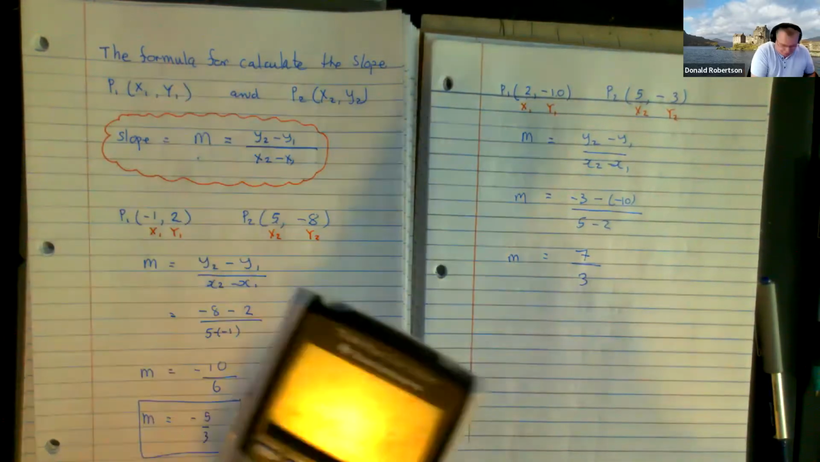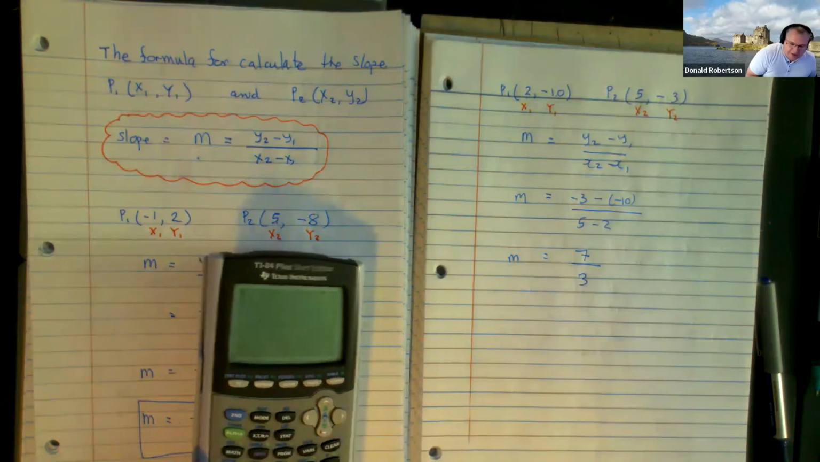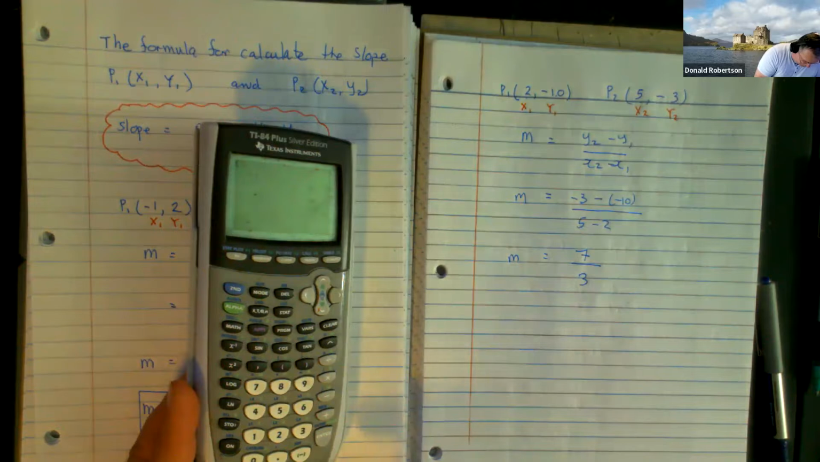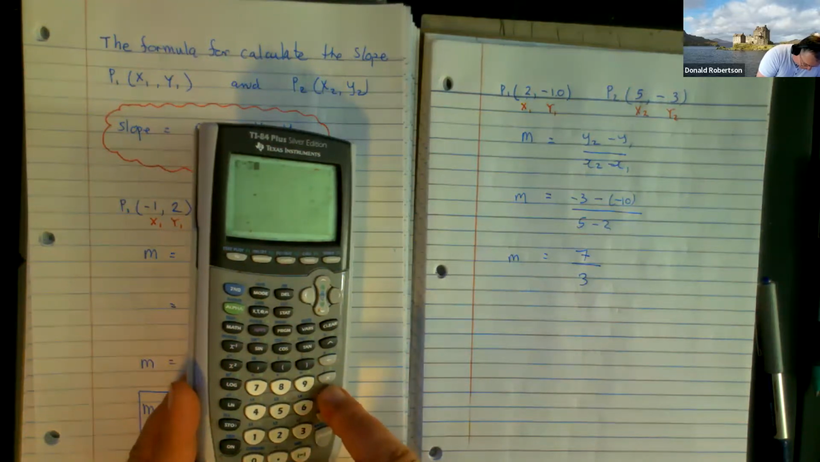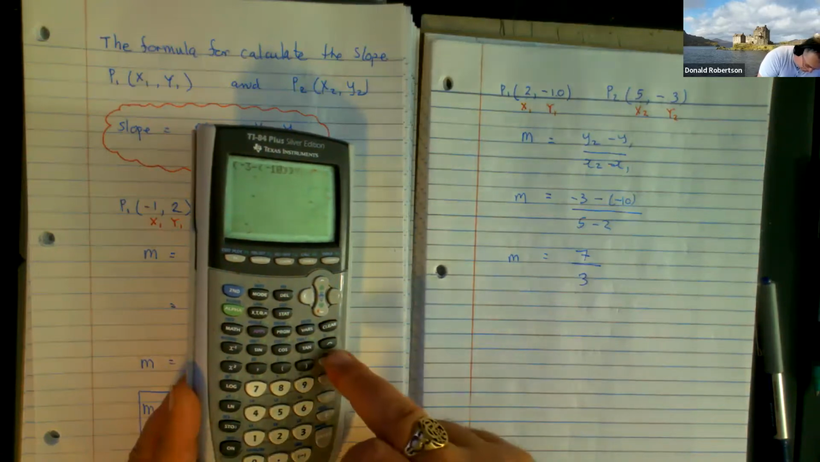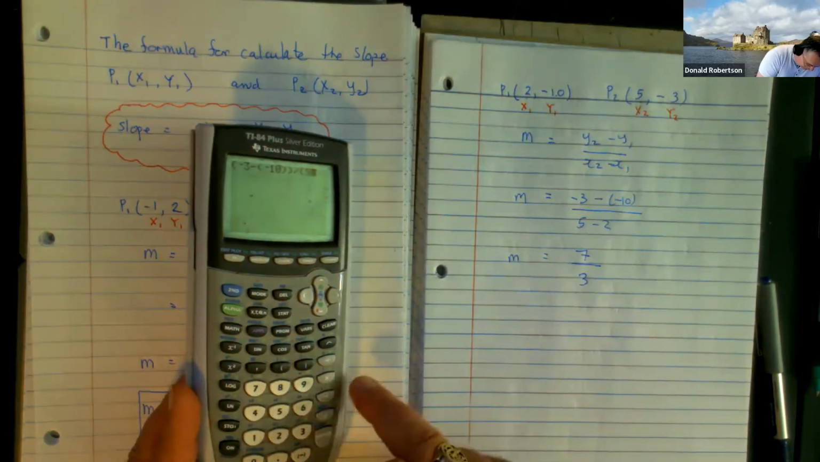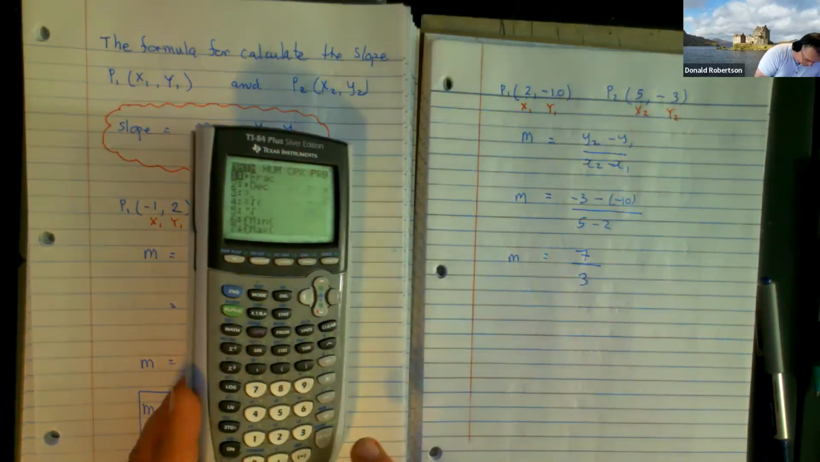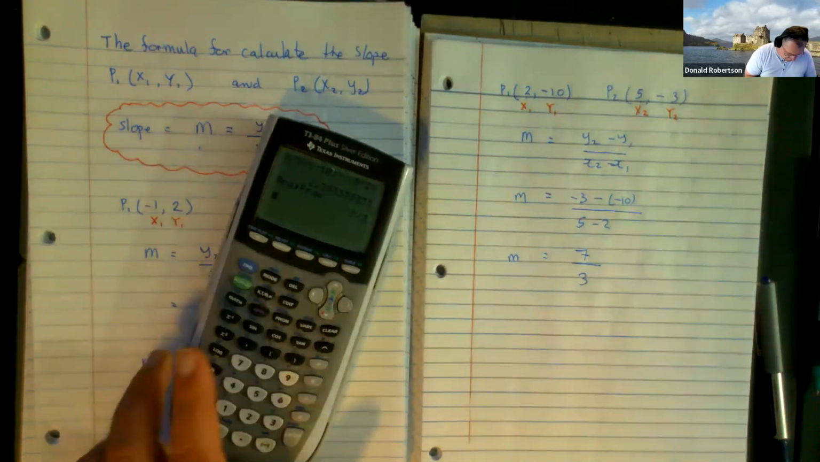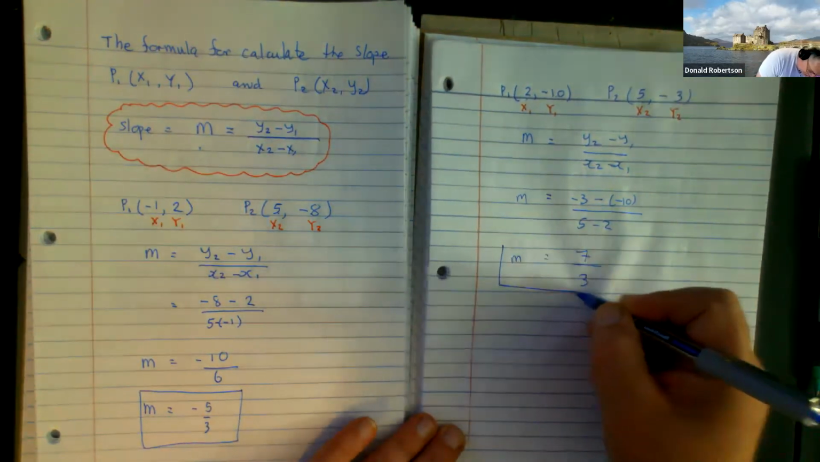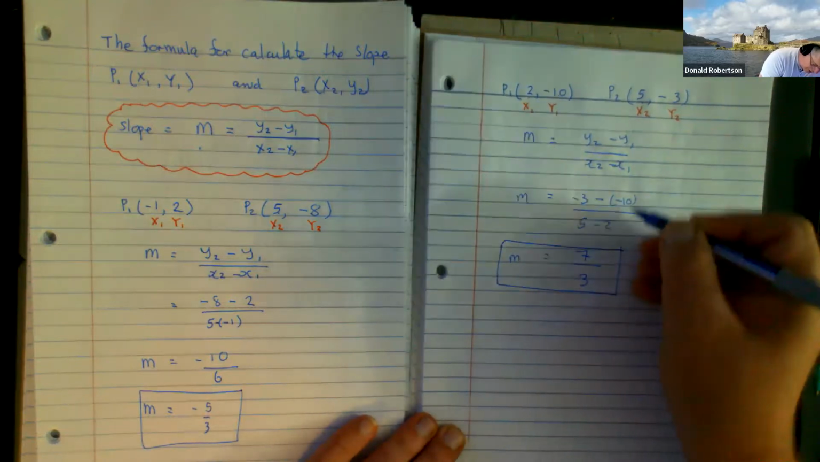Now, if I wanted to double check that or actually just do it on the calculator, this is what it would look like. You do a bracket, then you do -3 subtract -10, then you divide, another bracket, 5 take away 2. You get that. And then you do math, turn me into a fraction, and you see the answer is 7/3. So you could actually do most of that by using the calculator. So here is our answer to the slope joining these 2 points.